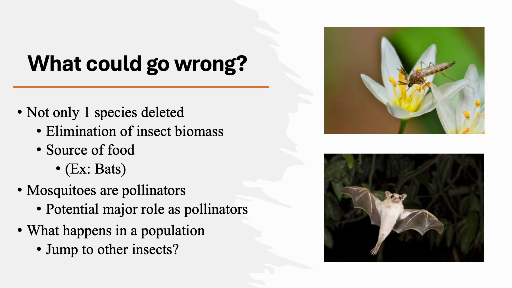However, you might wonder what could go wrong. So it sounds great, so why not do it now, right? Some of the things that you can consider is that we don't know what's going to go wrong. When you delete a species, it wouldn't just be one, it would be about 30 species, because this isn't just one disease vector mosquito that is present. So you eliminate a lot of that insect biomass that animals like bats and birds, for example, eat.